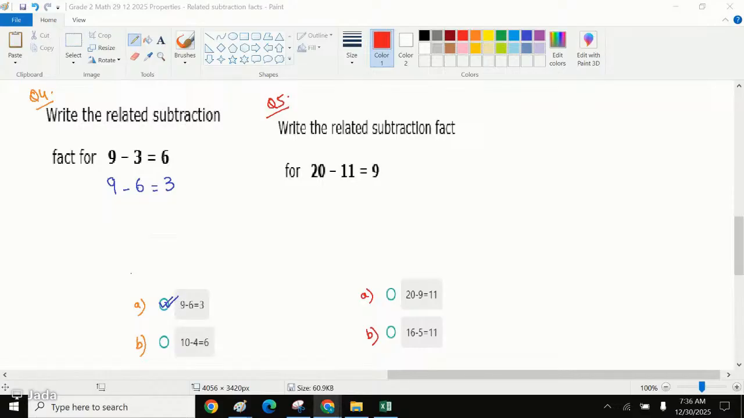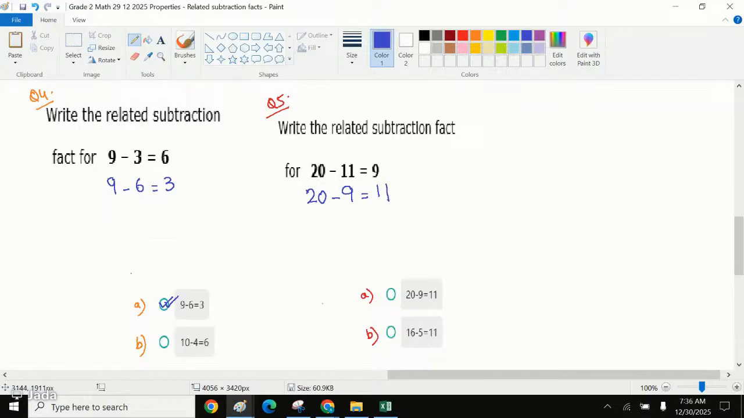Question number 5 says, find the related subtraction fact for 20 minus 9 equals 11. Thank you, May, for the answer. Because the question said 20 minus 11, the answer would be, as you wrote, 20 minus 9 is equal to 11, right?